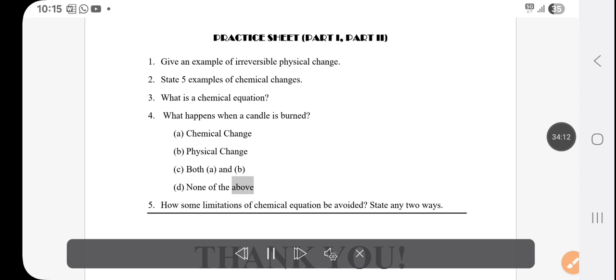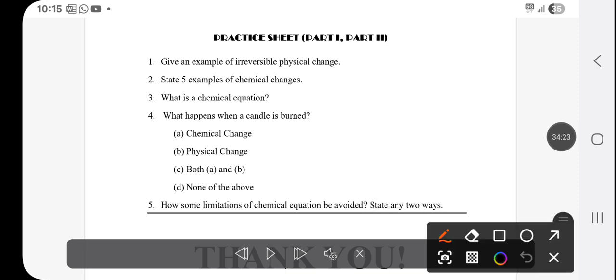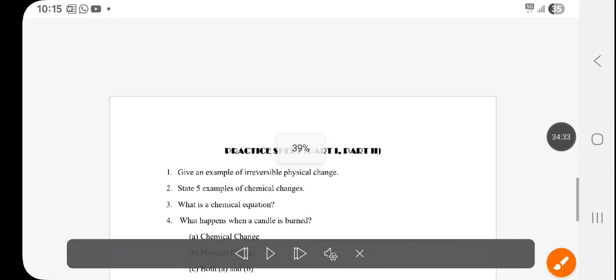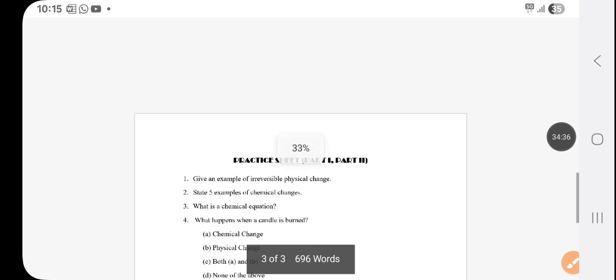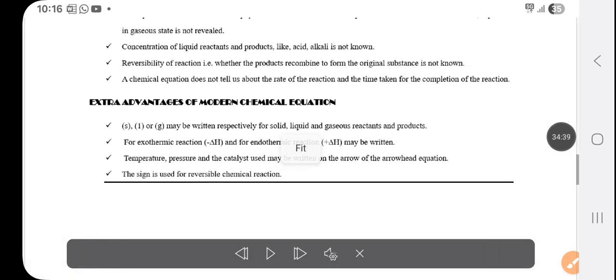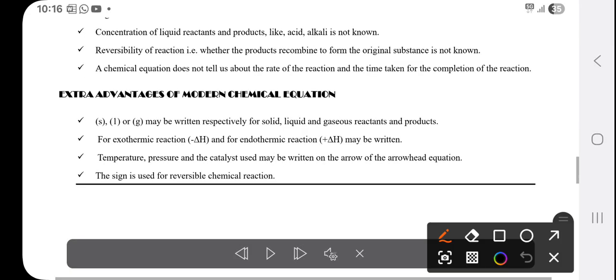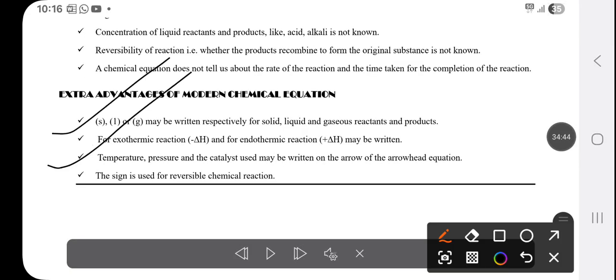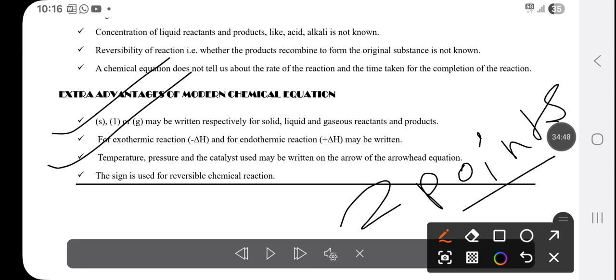You have to understand how some limitations of the chemical equation can be avoided. State any 2 ways. This question might be confusing for you, so I am just telling what to write. The extra advantage of the modern chemical equation is the answer from here. You will write any 2 points from here.